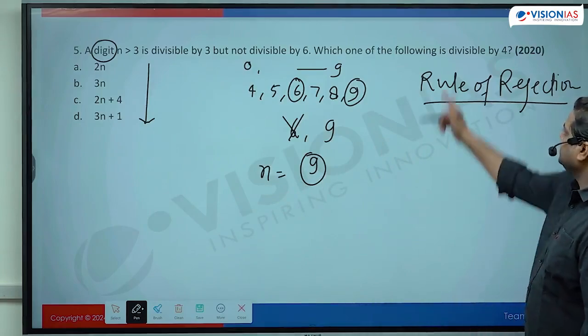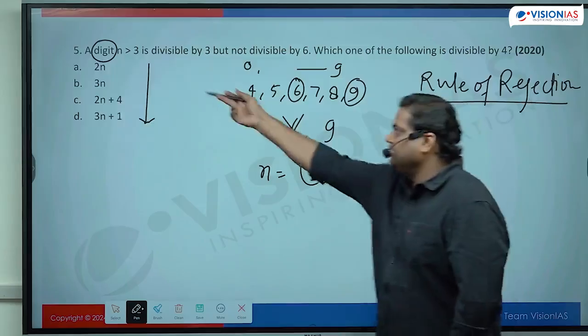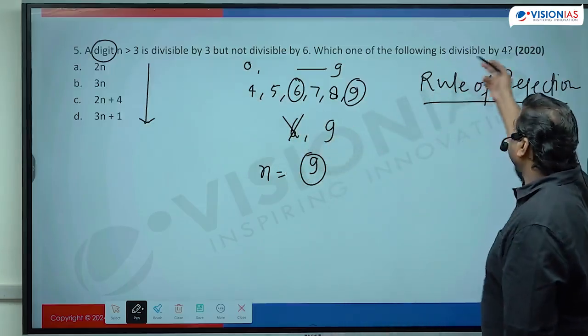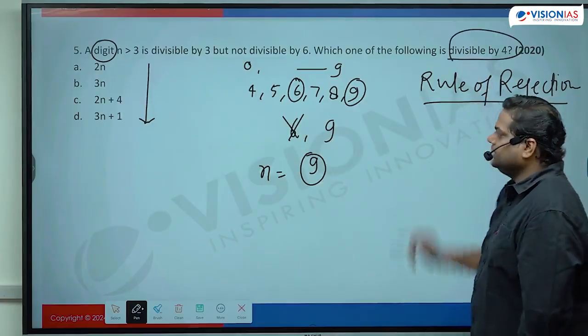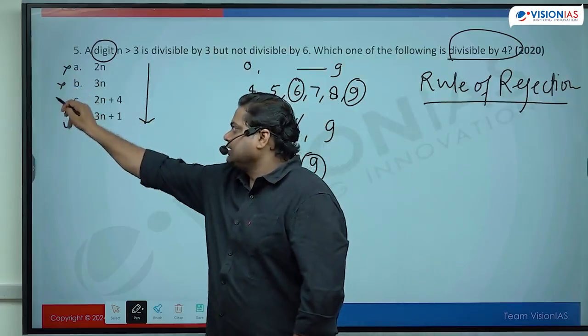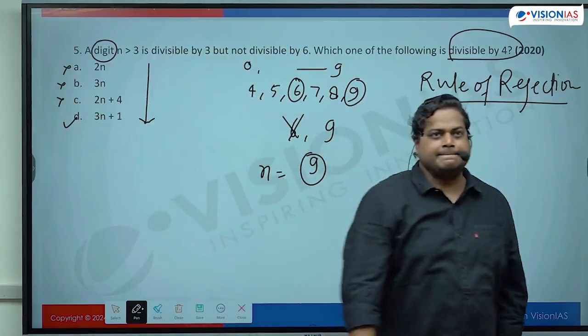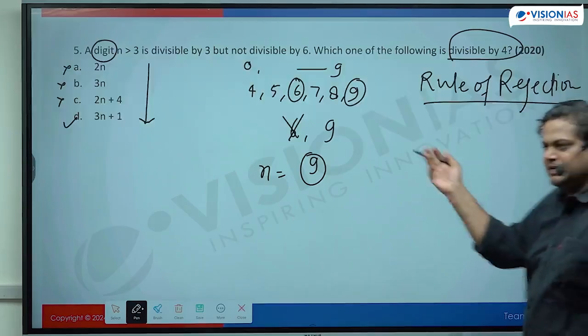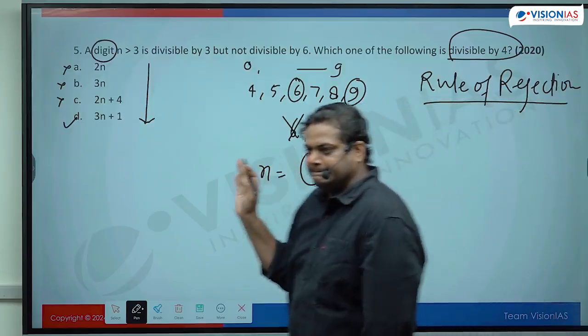Then it is said कि which one of the following is divisible by 4. N key value put 9 and see it is divisible by 4 or not. क्या पूछ रहा है? Divisible by. किससे हो रहा है ये? D से. ये सारे reject कर दिए. We are getting only one option that is correct, that is D. ठीक है, simple है question, है ना?